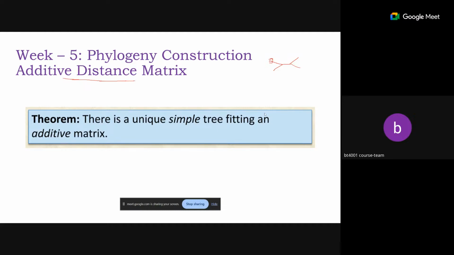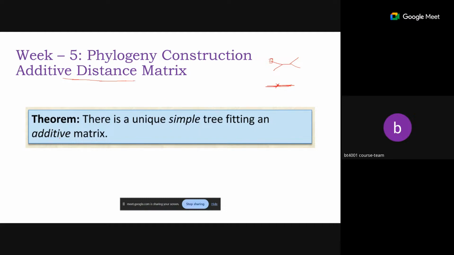Okay, so a simple tree is a tree without any degree two nodes. We cannot have a node like this. If we have such a node, we can just cut this node and merge the two edges into one edge with the combined weights. So we don't have degree two nodes in a simple tree.